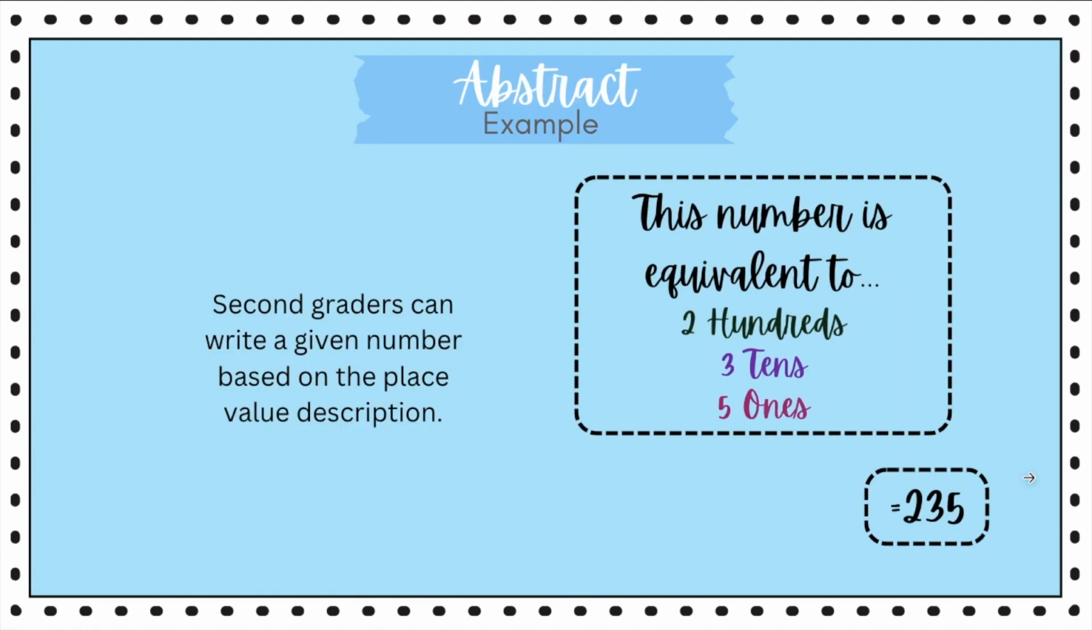Our last example is an abstract example, which is where second graders can write a given number based on the place value description. So looking at our example here, in the big box, the teacher would say, this number is equivalent to 2 hundreds, 3 tens, 5 ones, or 2 flats, 3 rods, and 5 unit blocks. And then the student would respond by writing the number 235.